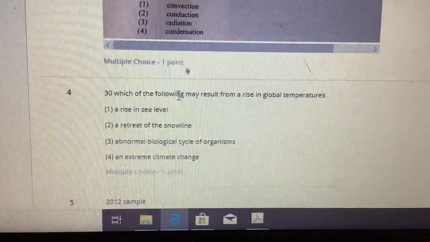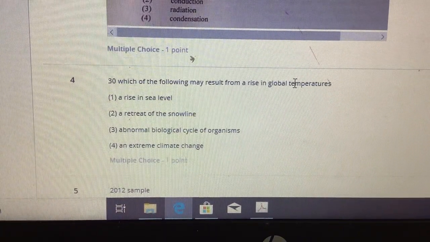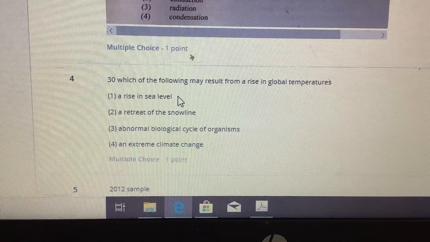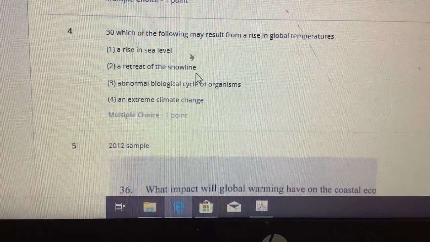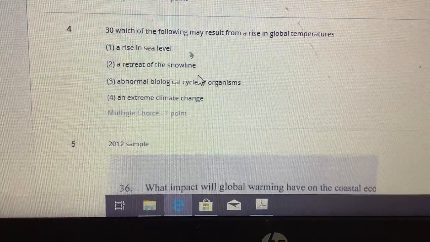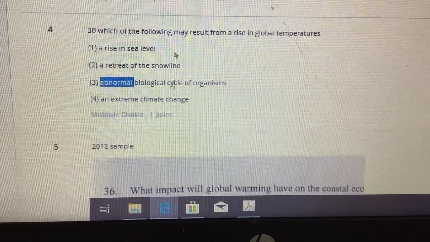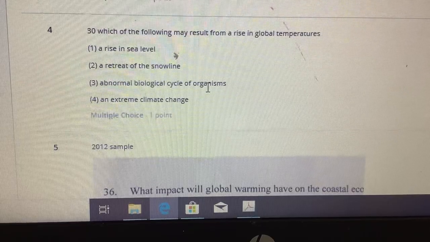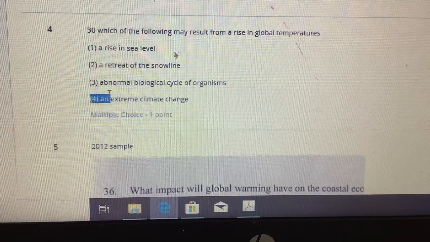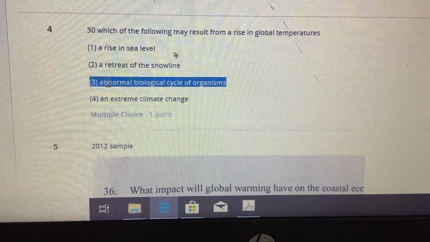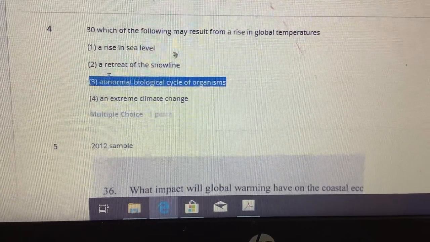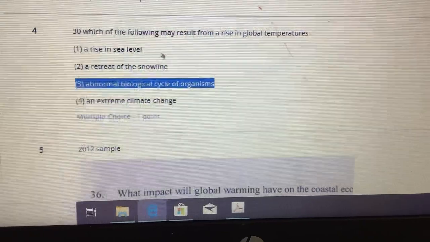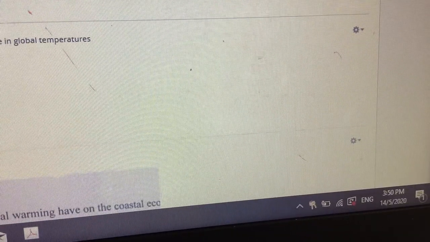Number 4, which of the following may result in a higher rise in global temperature? Rise in sea level, right? And then retreat of snow zone, which is talking about the melting of snow. It's also okay. Abnormal biological cycles of organisms, what is that? It's quite funny. Maybe the organisms start to have their own kinds of cycle. For example, the mouse will eat the eagle. I'm not sure. But anyway, number 3 sounds weird. But for number 4, it's also okay. An extreme weather climatic change. So is it number 1, 2, and 4?